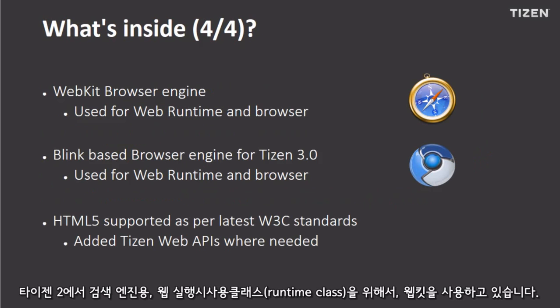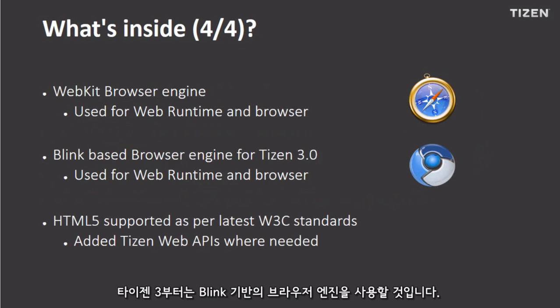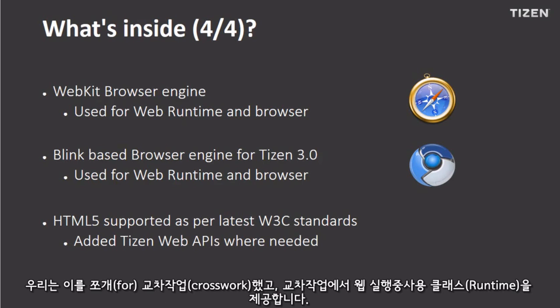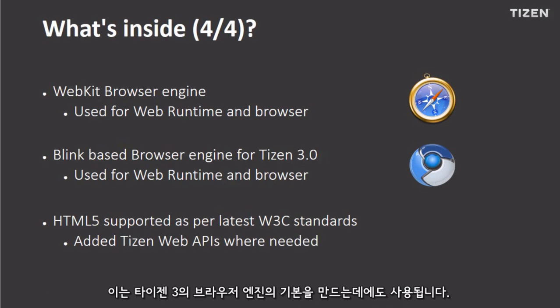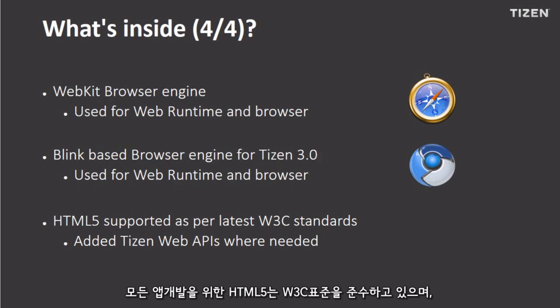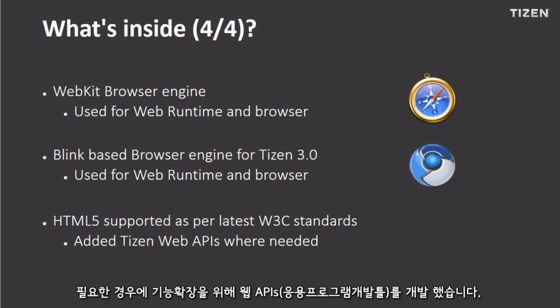We use WebKit in Tizen 2 for the browser engine and web runtime. As of Tizen 3, we have chosen to follow the Blink fork of WebKit, and we have a fork of that called Crosswalk, and Crosswalk provides the web runtime and is also used for building the base browser engine for Tizen 3. All our HTML5 support for application development follows all the latest W3C standards, and we add Tizen APIs where and if needed to extend that.